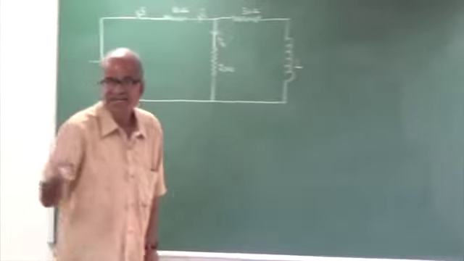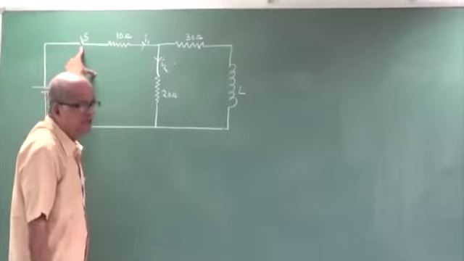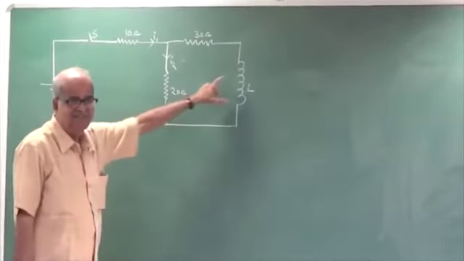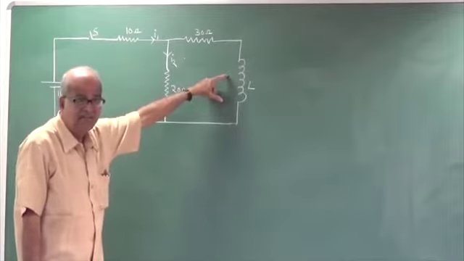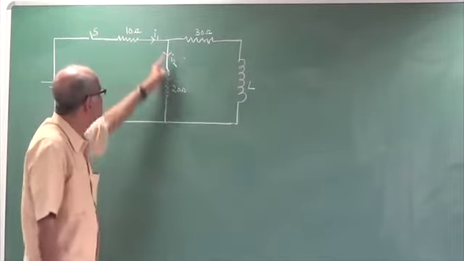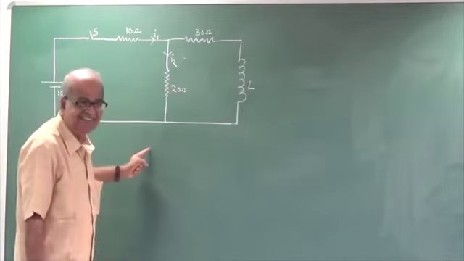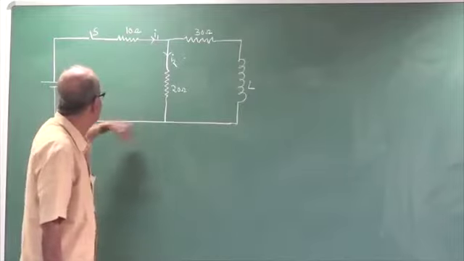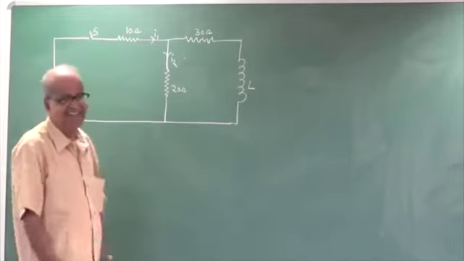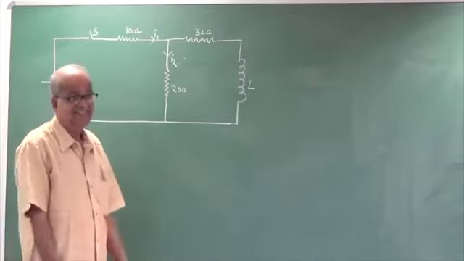See, immediately after S is closed, this will be offering infinite opposition. So current will flow through this only. So I1 and I2 are equal, the same now. So what is that? It is equal to total EMF by total resistance, 100 by 30. Yes. A long time after S is closed.